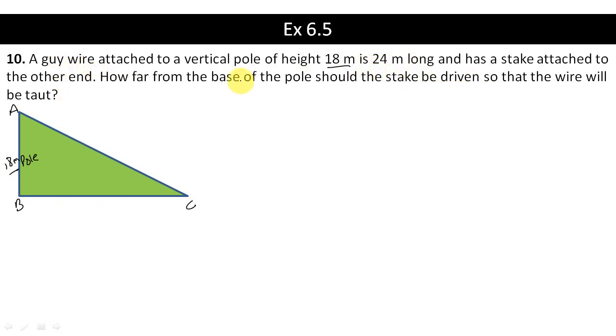And a guy wire is attached which is 24 meter long. This wire is attached to the top of the pole and has a stake attached to the other end. How far from the base of the pole should the stake be driven so that the wire will be taut? So we have to drive the stake in the ground so that this wire, which is of 24 meters, should be tight. And we need to find the length of BC. And this is a wire.